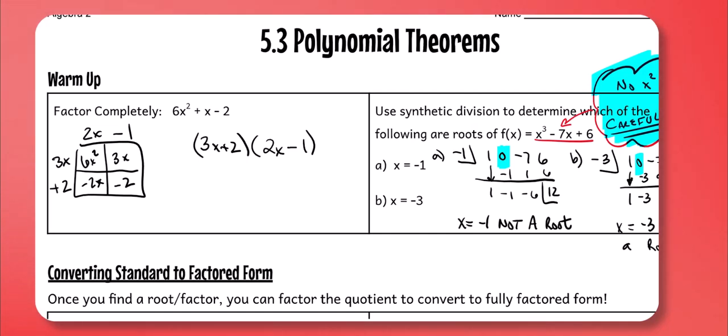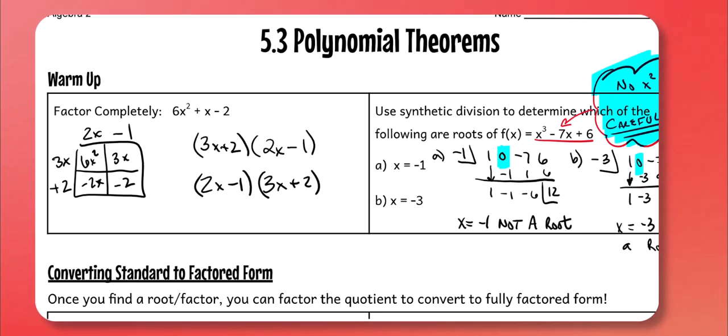All right, so how did you do with that one? Hopefully you were able to come up with the correct factors of 3x plus 2 and 2x minus 1 for the first part of our warm-up. And again, those could be in either order. You could write 2x minus 1 first, and then 3x plus 2 second. It doesn't matter what order you write them in, as long as you have the correct terms grouped together in the same set of parentheses.